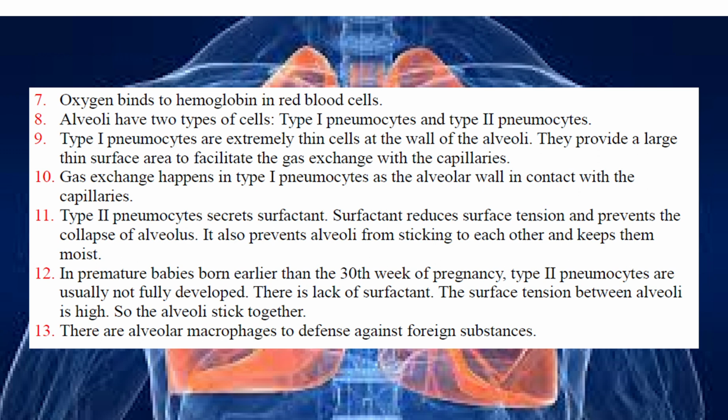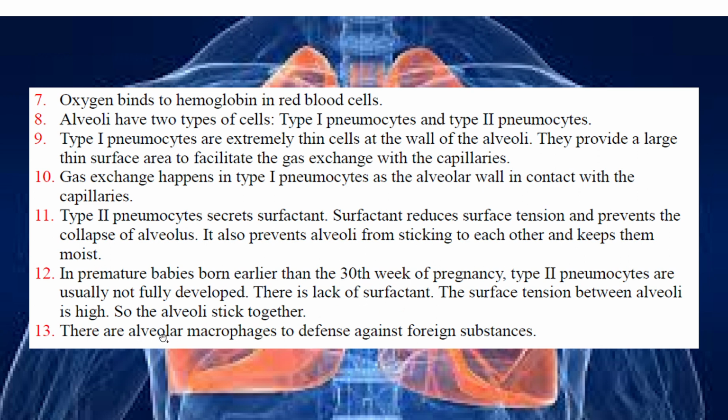And then you have to remember a drawback for premature babies, born earlier than 30 weeks. The type 2 cells are not fully developed, so they lack surfactant. So the lung has a high surface tension, and then the alveoli will stick together, so they can't breathe properly. They have to wait for a few weeks. That is the main reason.